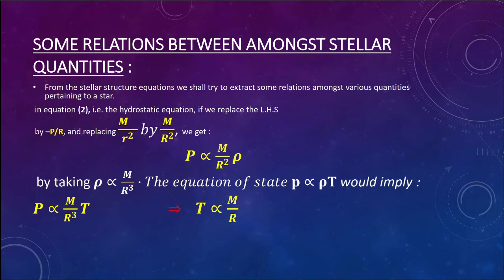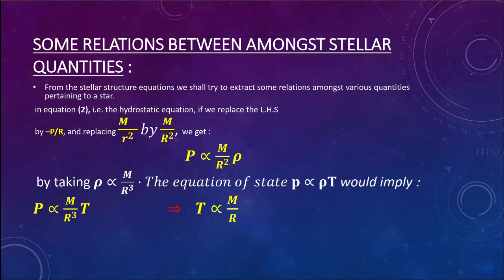So the equation which we saw just now is the fourth equation, and with this we complete the four basic equations that are used in stellar astronomy. There are more, but these are the very basic and important equations that we use. So next we come to the relations between the quantities which we have derived now. From the four stellar structure equations, we shall try to extract some relations among the various quantities pertaining to a star.